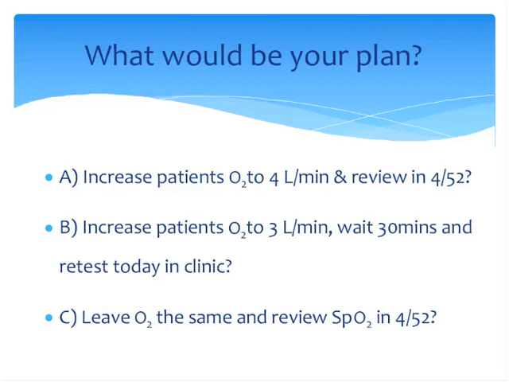And again, what would your plan be with this person based on your earlier response? So would you increase the patient's oxygen to 4 litres per minute and review in 4 weeks? Would you increase their oxygen to 3 litres a minute, wait 30 minutes and retest in the clinic? Would you leave their oxygen the same and review their saturations in 4 weeks? So again, if you can answer A, B or C so we can see what your preferred plan of action would be.